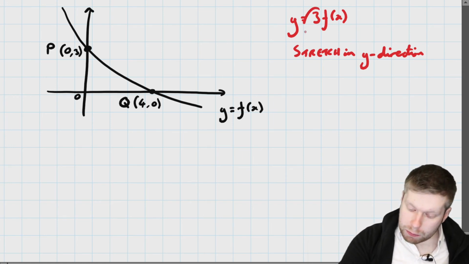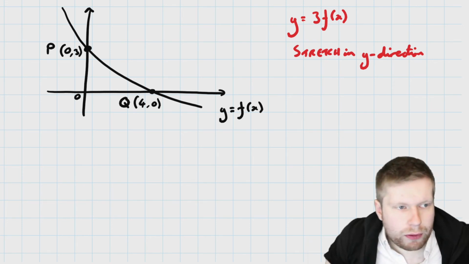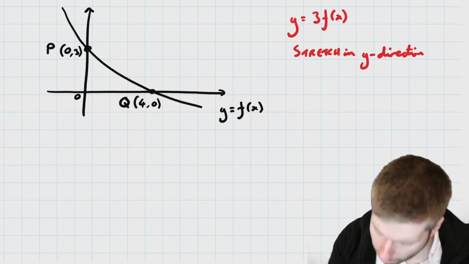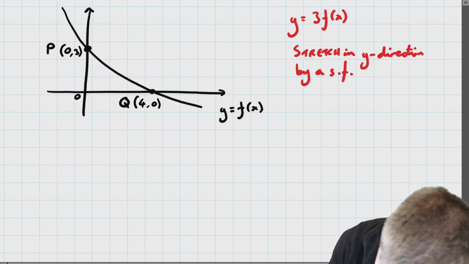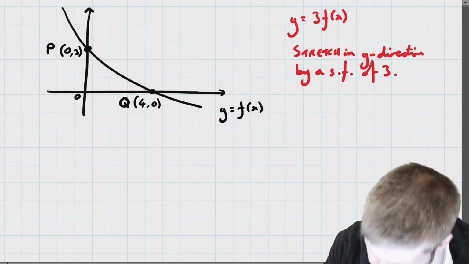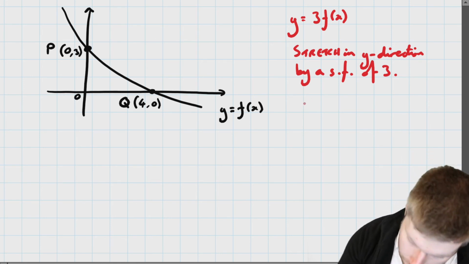So because it's multiplying by 3, it's basically being stretched upwards by 3 in the y direction, okay? So it's a stretch in the y direction by a scale factor, SF for short, of 3, okay? So that's the transformation that has happened here. So now let's see where P and Q will end up.